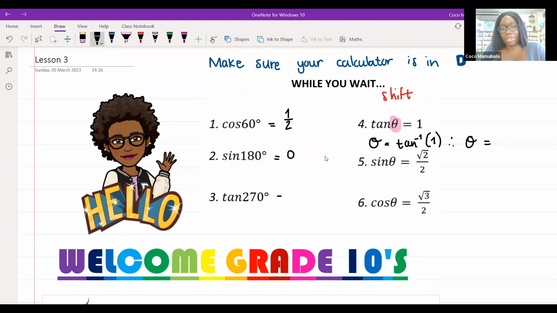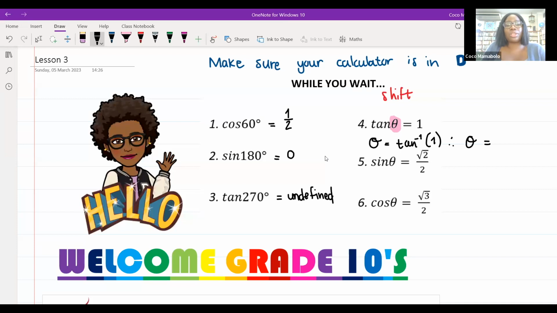Okay, now with tan of 270, I know something really weird is happening. Many of you guys are clicking your calculator over and over again, being like, why is my calculator giving me a math error over and over again? I don't understand what's happening. Okay, tan of 270 is actually undefined. It's undefined, it doesn't exist.